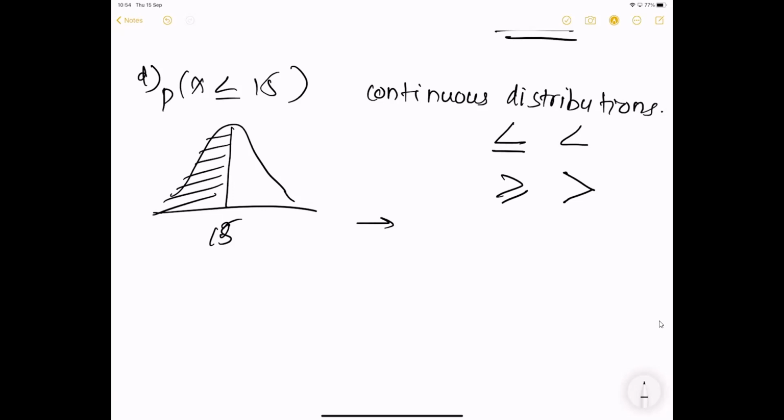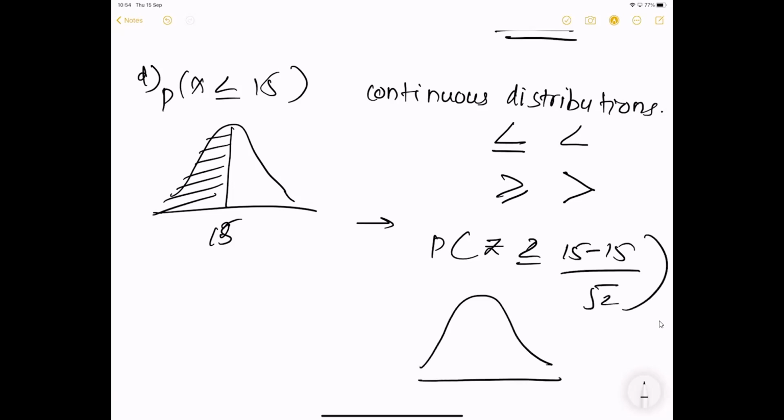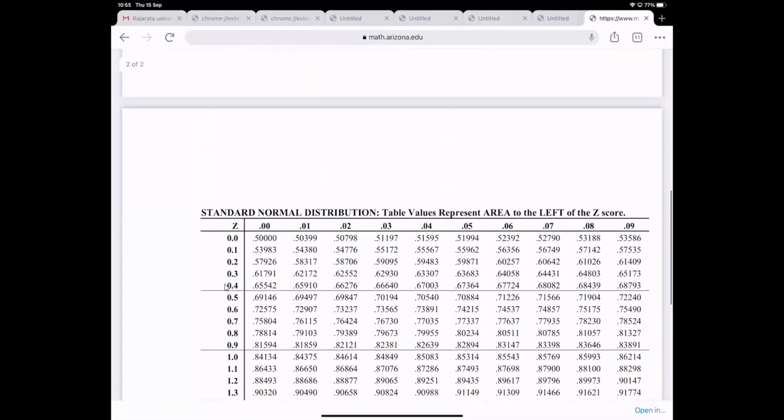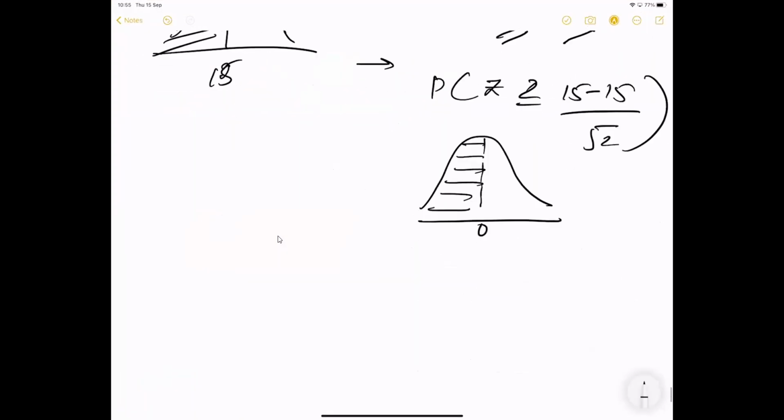So this one is 15 minus 15 divided by square root of 2. Now this one should be 0, and this probability we have to find. If we check the table, you can see here the probability at 0 is 0.5. Therefore, this probability is 0.5. That one is easy.